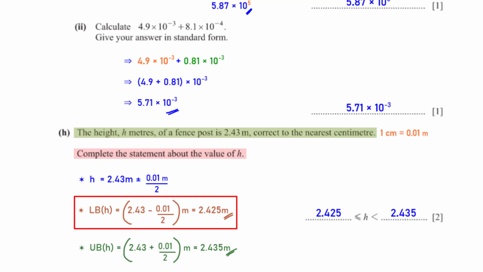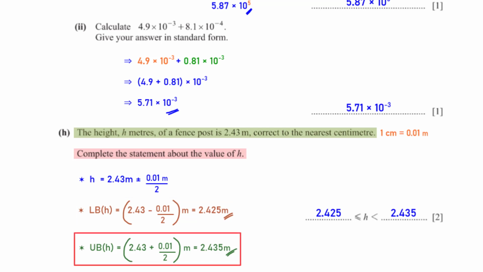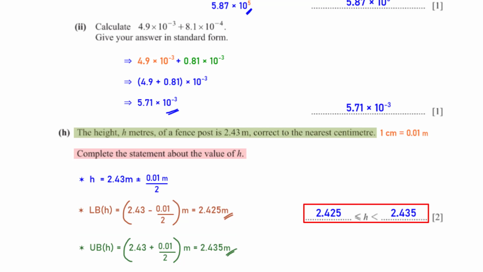So for the lower bound of h, we have 2.43 minus 0.01 over 2 meters, which is equal to 2.425 meters. And for the upper bound of h, we have 2.43 plus 0.01 over 2 meters, which is equal to 2.435 meters. So we have h is greater than or equal to 2.425 and less than 2.435.